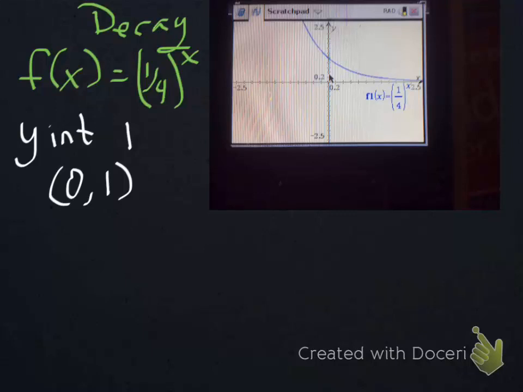Is there still an asymptote? Yes. And it's becoming asymptotic to that x-axis, which is y equals 0. So that hasn't changed.